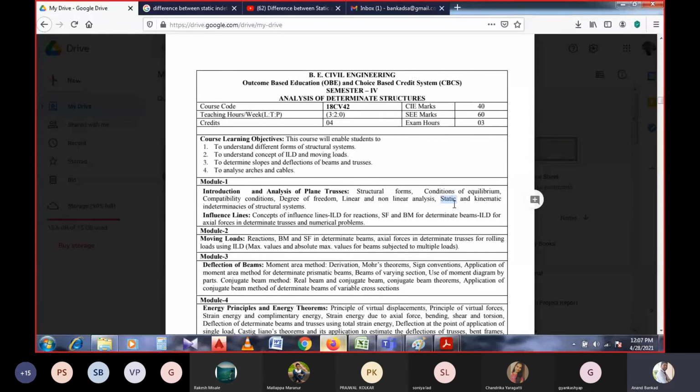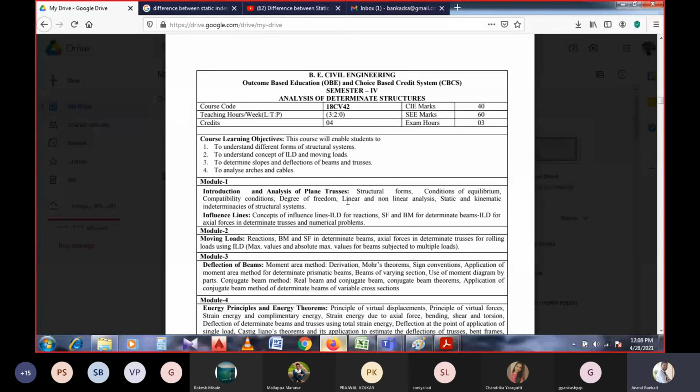Statical indeterminacy is different, kinematical indeterminacy is different. Whatever we have discussed in this class relates to statical indeterminacy considered for two-dimensional beams. If you have three-dimensional structures, some of the considerations will differ, and I will discuss that in coming classes, right?